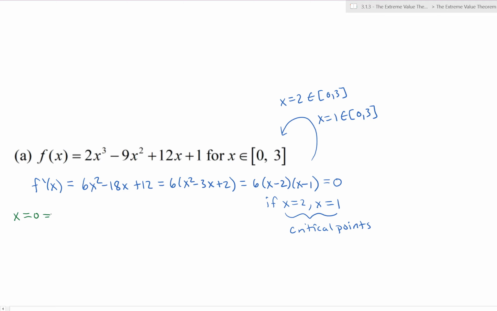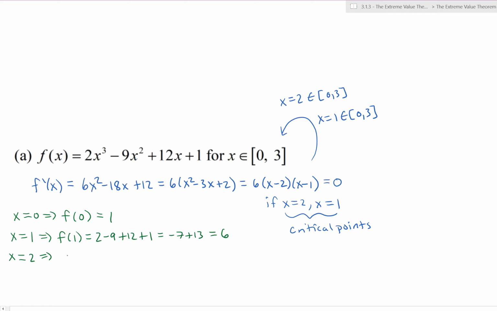At x is 0, all right, let's check out what's going on. The value of the function at 0, pretty self-evident, is just equal to 1. Okay, that's at one of the endpoints. Let's just go numerically in order. X is 1, plug it in. What is the value of the function at 1? Well, that's going to be 2 minus 9 plus 12 plus 1, which is negative 7 plus 13, which is 6. So that's at that first critical point, if you will.